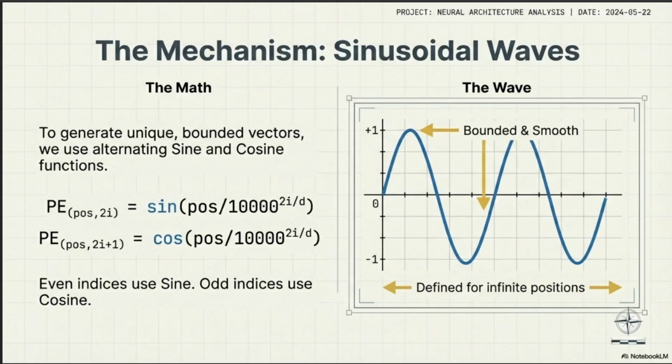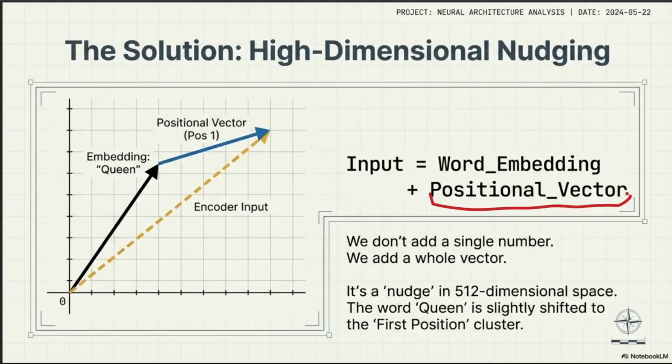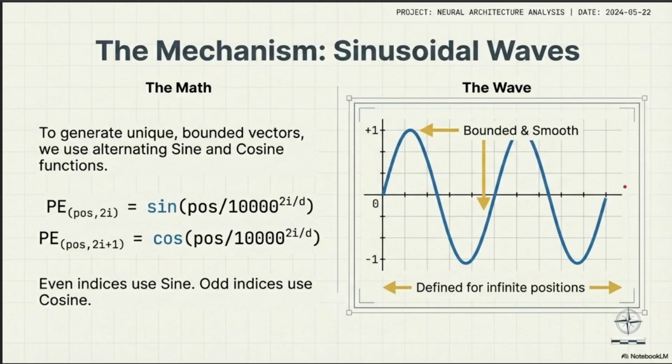Now let's see the mechanism. How do we generate these positional vectors? We use sine and cosine waves. The formula you see here on the left might look complicated, but the concept is very simple. We use alternating sine and cosine functions. For even numbers, we use the sine. For odd numbers, we use the cosine.